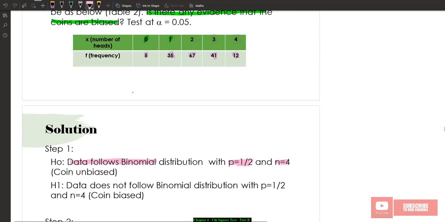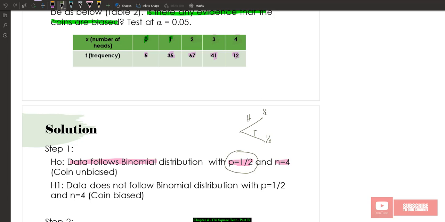If the alternative hypothesis, but before we go there, if you can see the probability of success is 1/2 is because if you toss a coin, either you get head or tail. So the probability of getting head is 1/2. Probability of getting tail is also 1/2. So that's why n equal to 4.